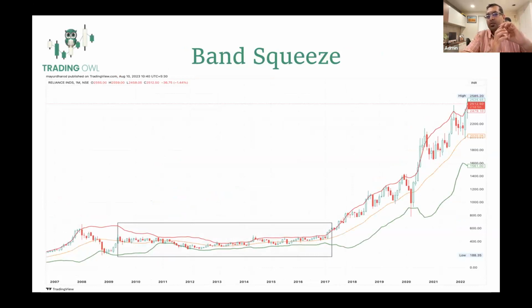Now, a lot of people also use the trend of the band itself to identify the trend. If the band is going up, the trend is going up; if the band is sloping down, the trend is sloping down, which is very typical to what we see with our moving averages also. So the direction of the band itself shows you also the direction of the trend.